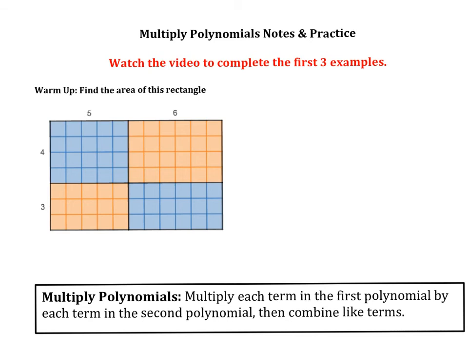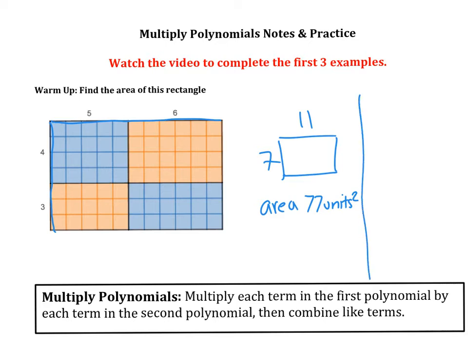Let's start by looking at this rectangle. If I wanted to find the area of the rectangle, I could see that the length is 5 plus 6, or 11, and that the width is 4 plus 3, or 7. Since I can add 5 and 6 to get 11, and 4 and 3 to get 7, I know that the area is 77 units squared.